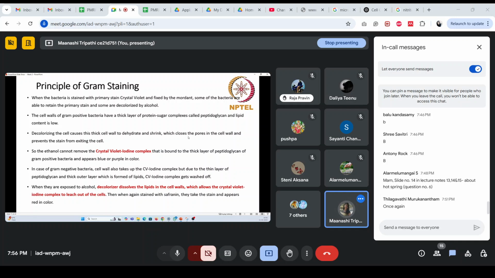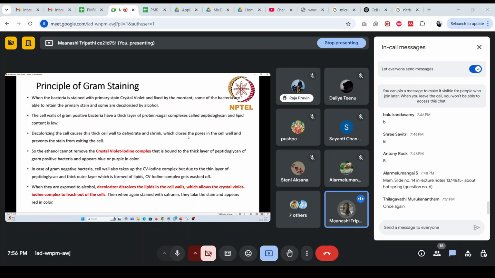Now why is this happening? The cell wall of gram positive bacteria has a thick layer of protein sugar complexes called peptidoglycan, and here the lipid content is low. So decolorizing the cell causes this thick cell wall to dehydrate. Since the wall is thick and no lipid is there, when it decolorizes, it will shrink, it will lose all the water content. Because of that, the pores will become smaller.